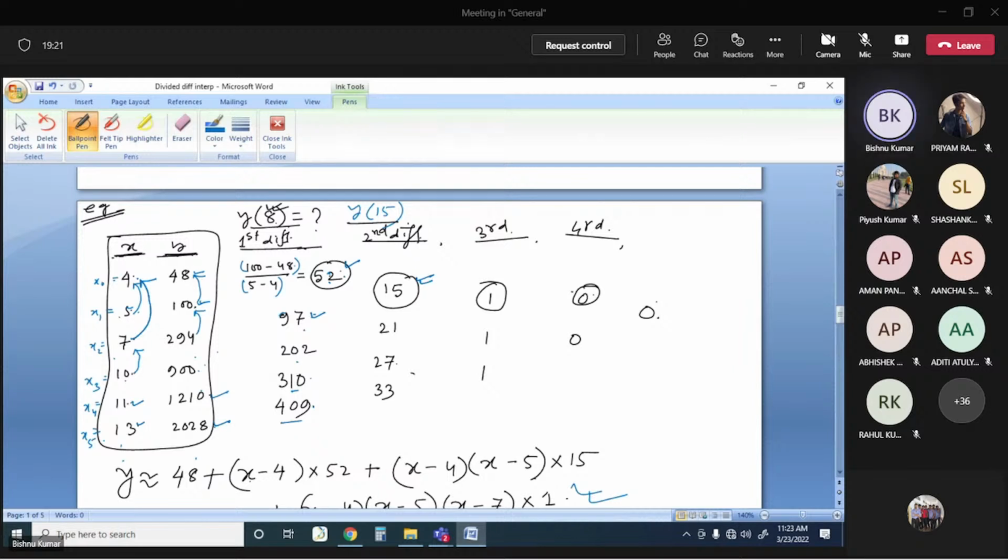The first difference column is clear. In the first difference, the two values 52 and 97 are there. So the next value is 97. 97 minus 52, to calculate 15 suppose, 97 minus 52 by 7 minus 4. Is it clear? To calculate this value 21, subtract 97 from 202 and divide by 10 minus 5.